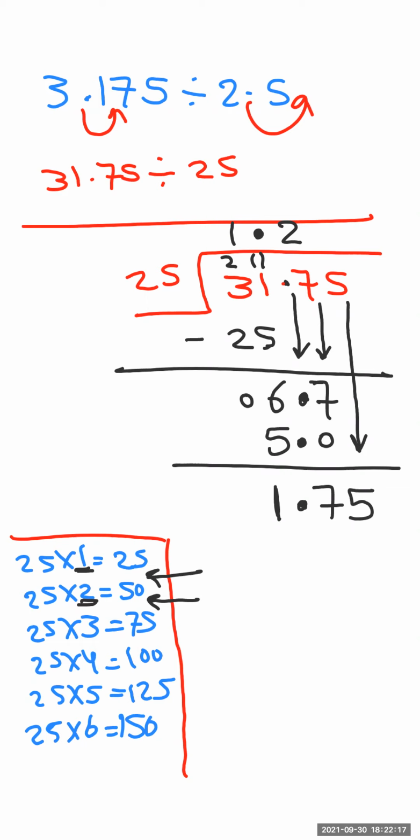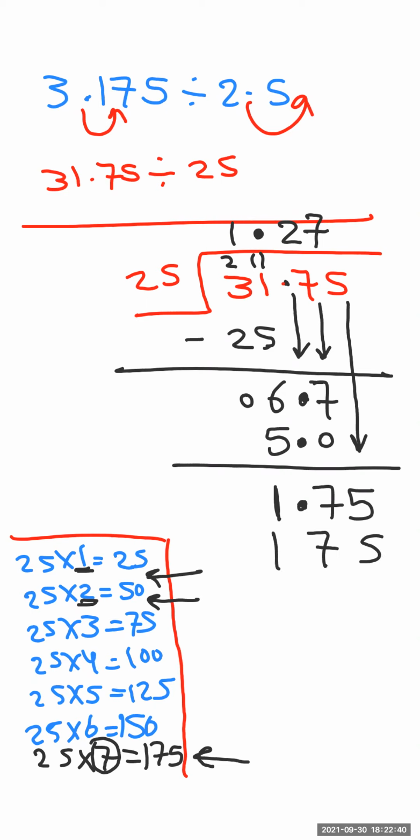Check it on the draft. It's not here, so we have to continue. 25 times 7. Actually, 7 times 5 equal 35, and carry over 3. 7 times 2 equal 14, plus 3, 17. Yes, we found 175, so it will equal directly 7. So 7, then 175, and the decimal on the same location. 5 minus 5, 0. 7 minus 7, 0. Decimal point, 1 minus 1, 0.